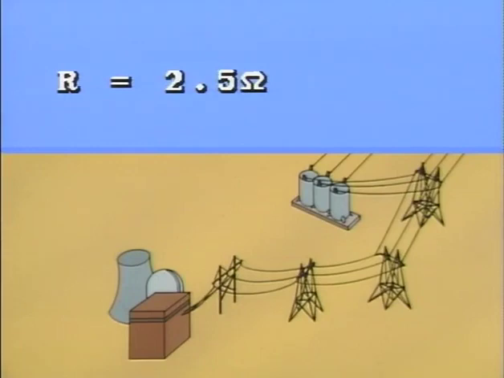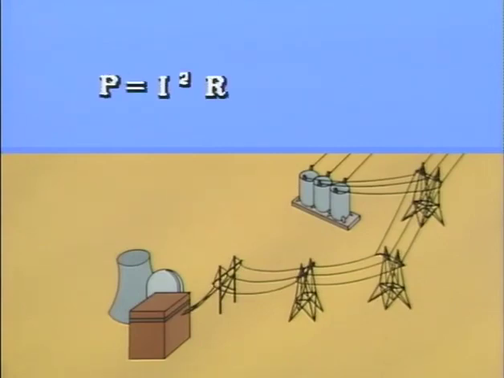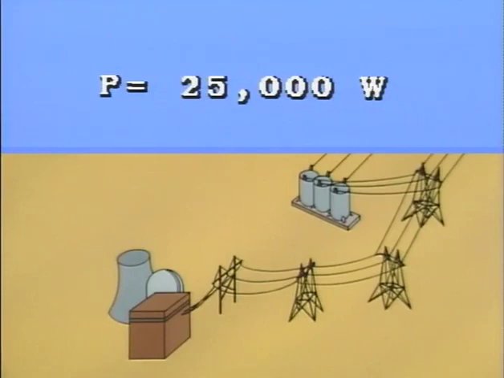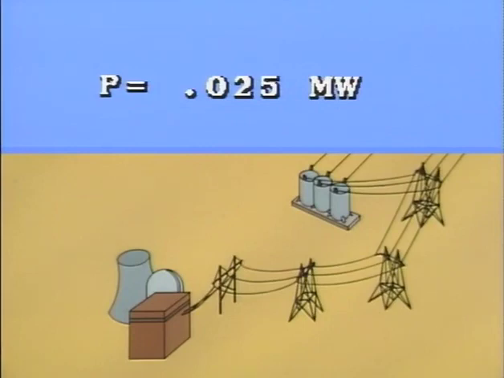Now let's see what this means in terms of power loss. Remember that the 50-mile-long conductor has a power loss of 0.05 megawatts. If we use the formula P equals I squared R to calculate the power loss for the 25-mile-long conductor, we find that line has a power loss of 25,000 watts, or 0.025 megawatts. From this calculation, we can conclude that the shorter the conductor, the less power loss due to resistance. Conversely, the longer the conductor, the greater the power loss due to resistance.